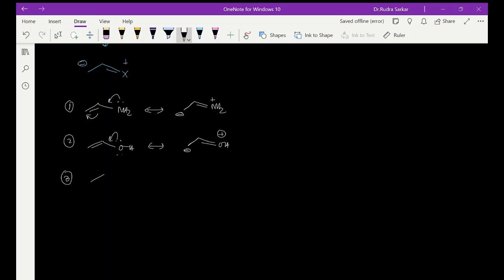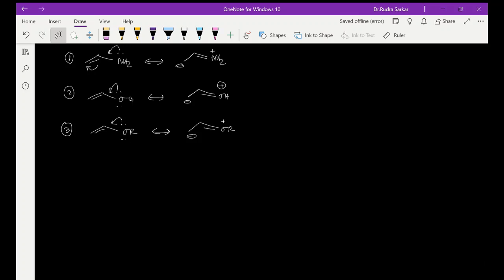Okay, you can have an OR there too, donation is taking place. So these are all showing plus M effect.